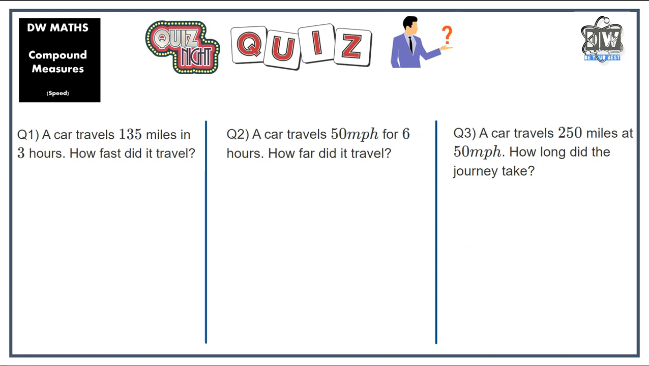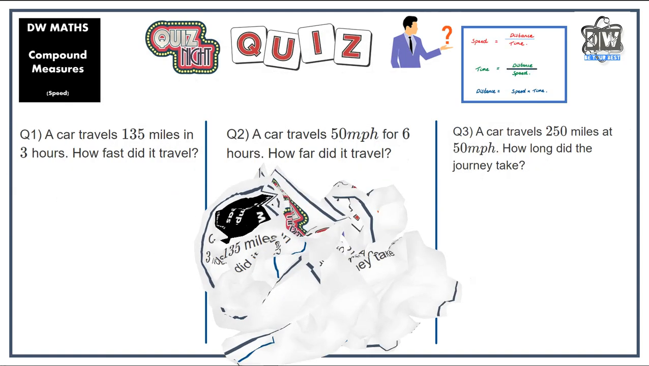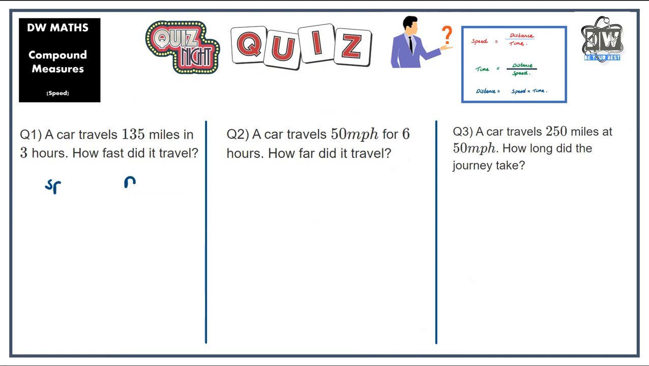Okie dokie, everyone, it's time to see how you've done, and here we go. So the first thing we would have done was copy out the formula, which is speed is distance over time. Where it says distance, we're going to put 135 miles, and time 3. So here we go, 135 divided by 3, and that gives us 45 miles per hour.